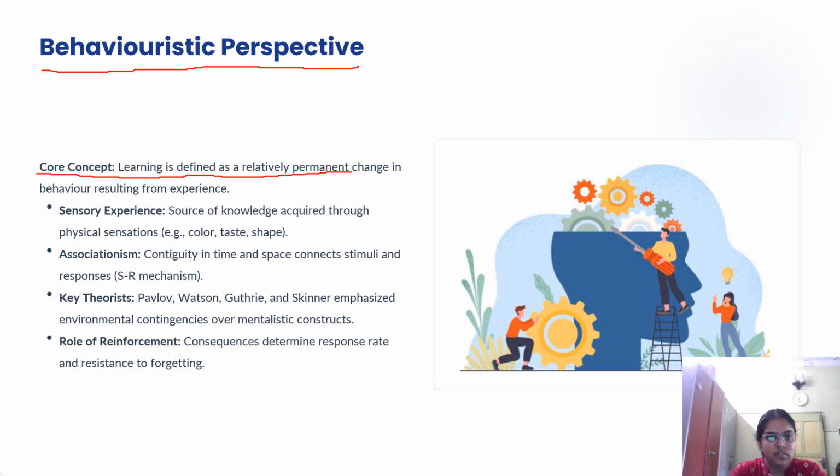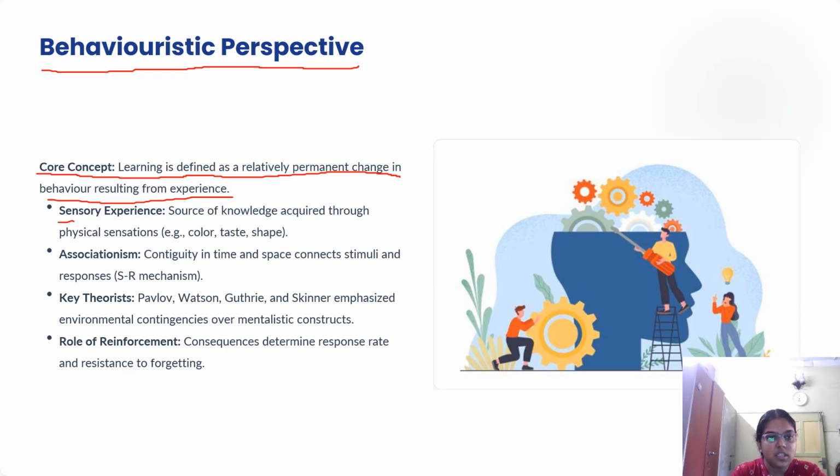Learning is defined as a relatively permanent change in behavior resulting from experience. So here, in case of behaviorism, learning is defined as a permanent change in behavior. Whatever changes are noticeable in the behavior, these changes are permanent, and they result from experience, from our daily life experience, or from experience from any other source. We get to notice these changes in our behavior. This is the core concept of behaviorism.